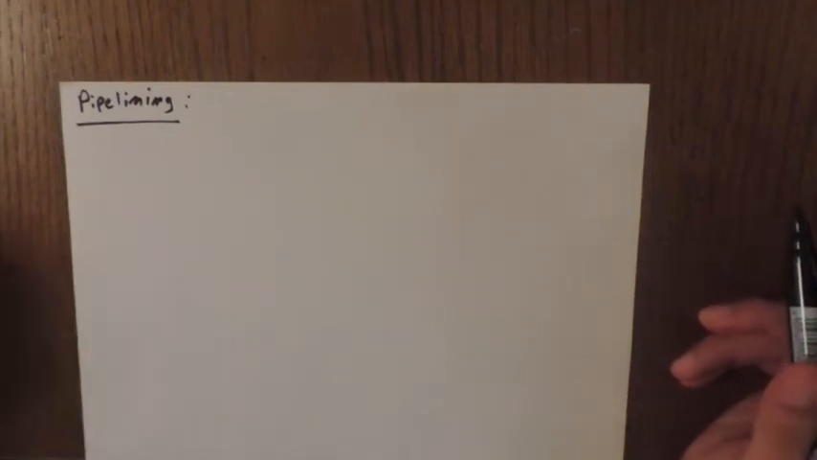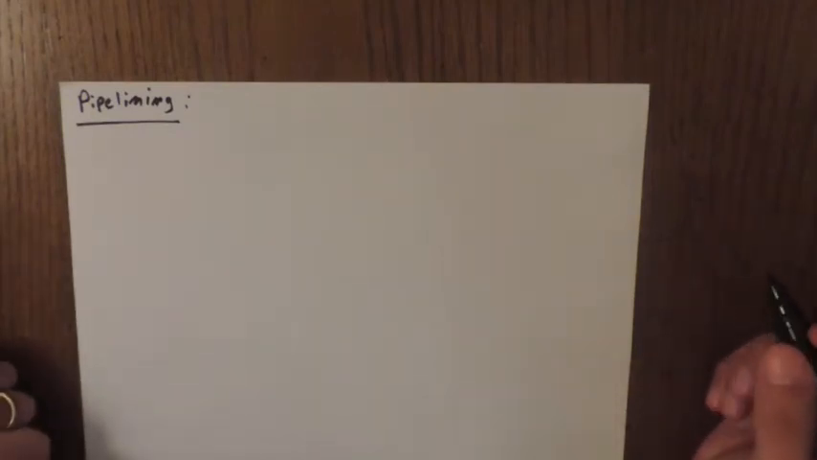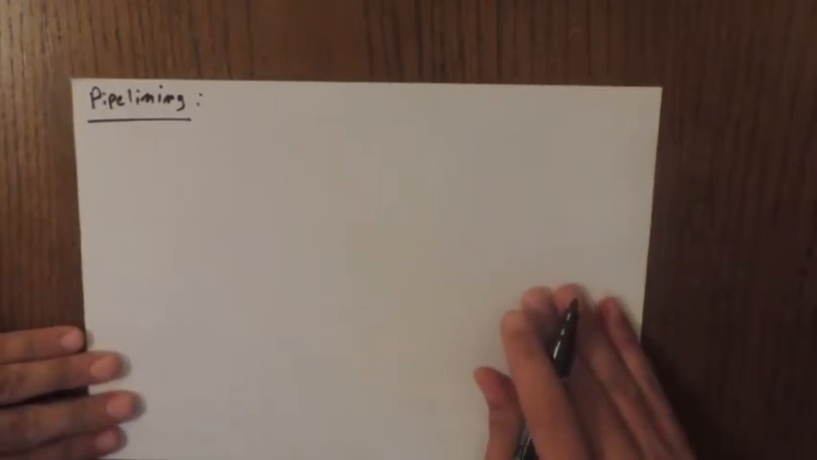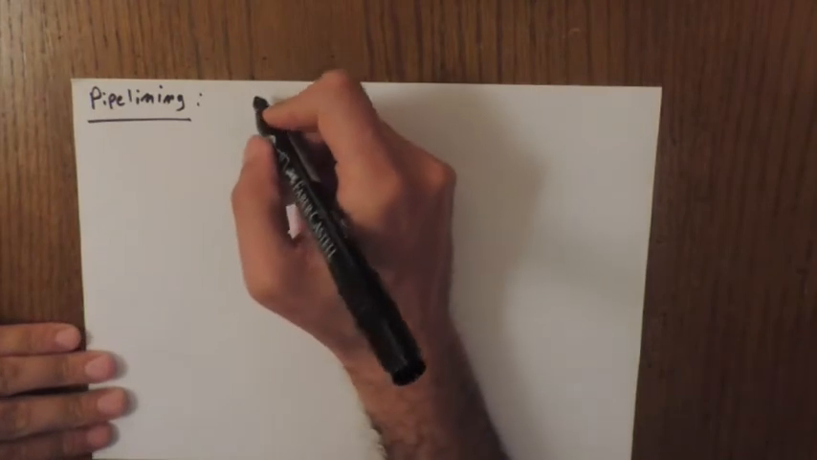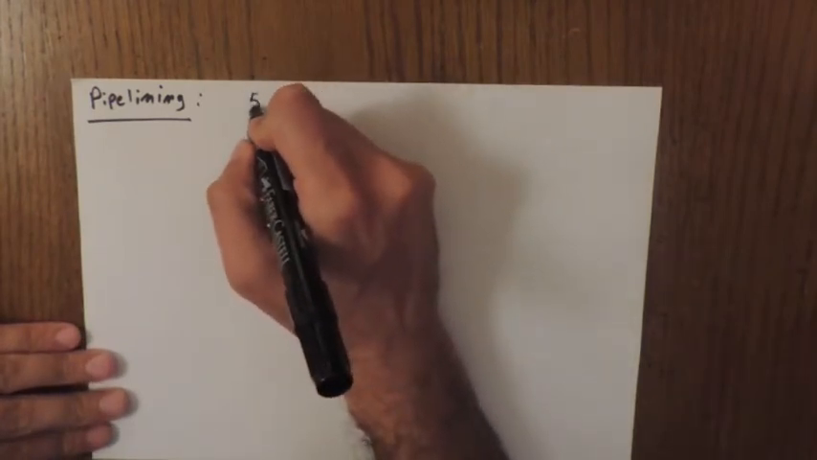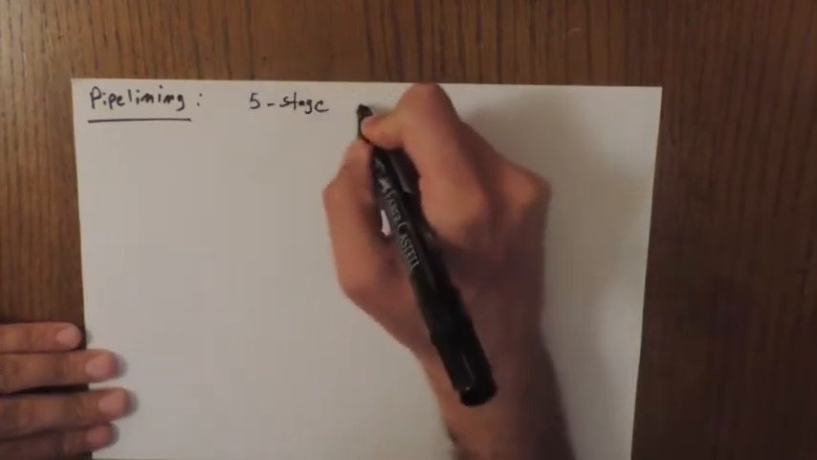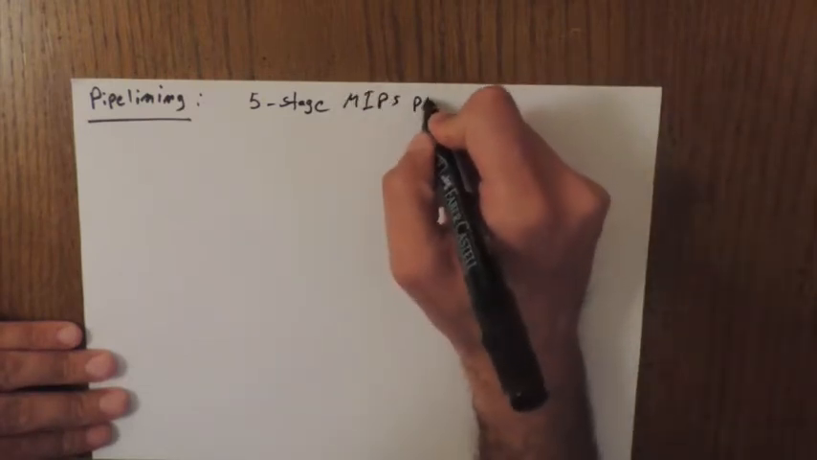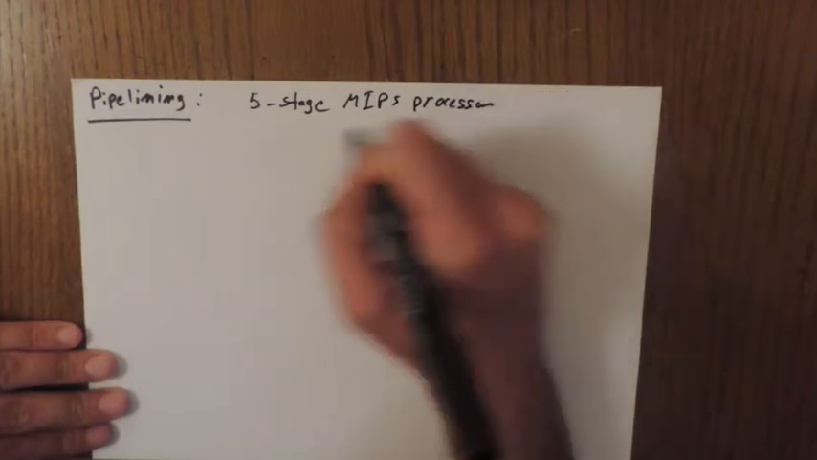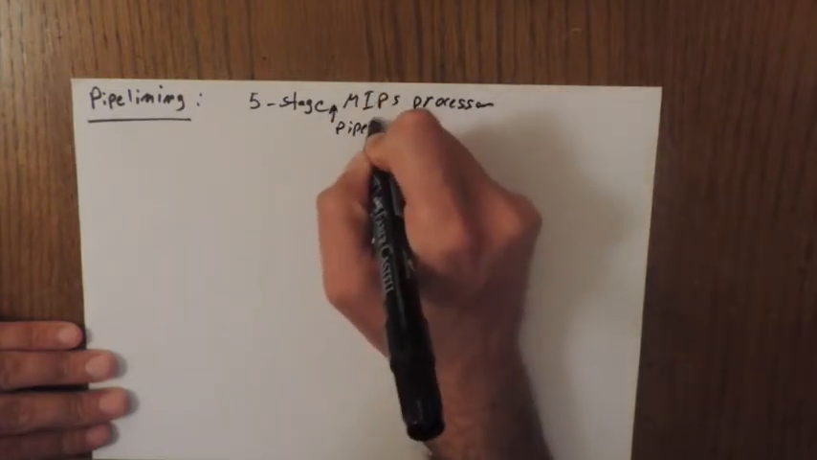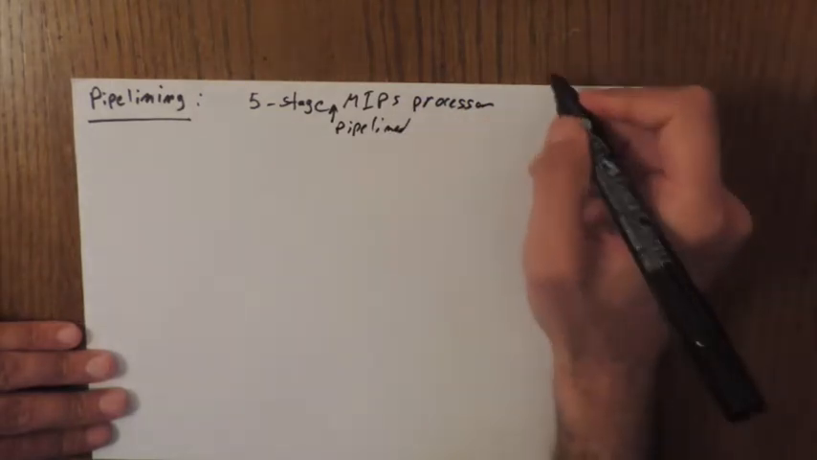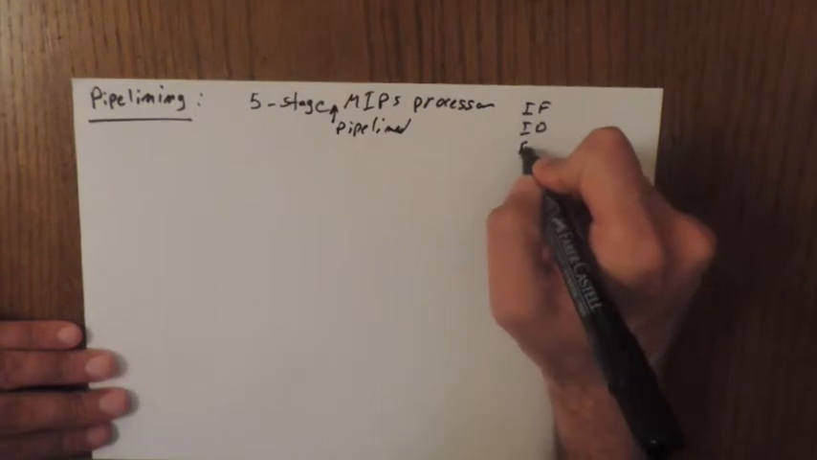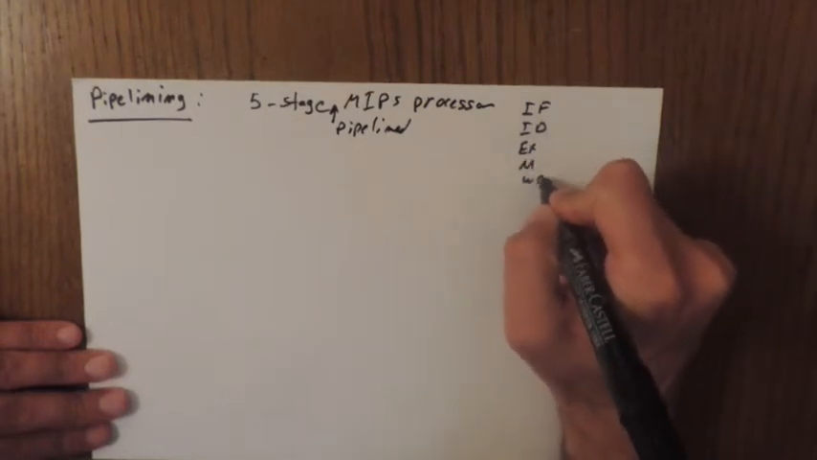Hello everybody, in this lecture we're gonna discuss pipelining implementation and hardware. As we discussed in the previous lecture, we're gonna perform the implementation of this 5-stage MIPS pipeline. So we know the stages are IF, ID, EX, memory, and write back.